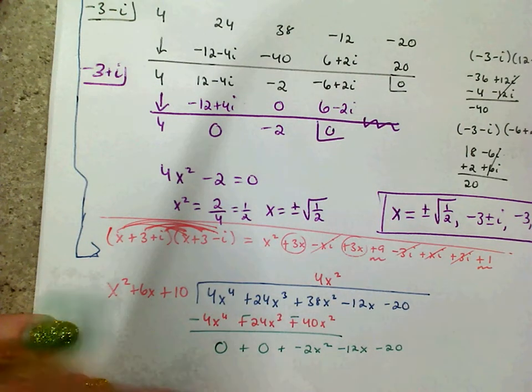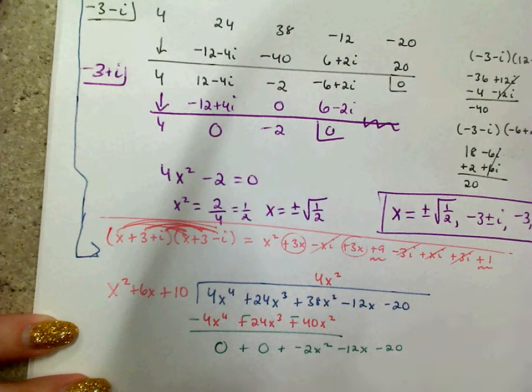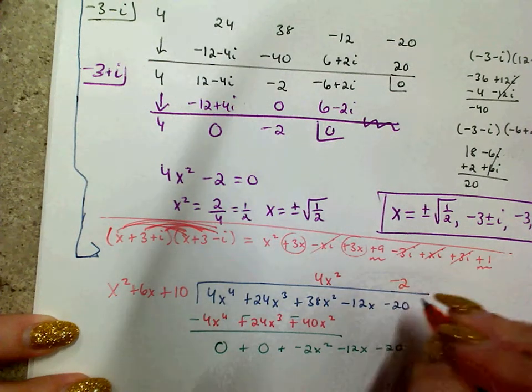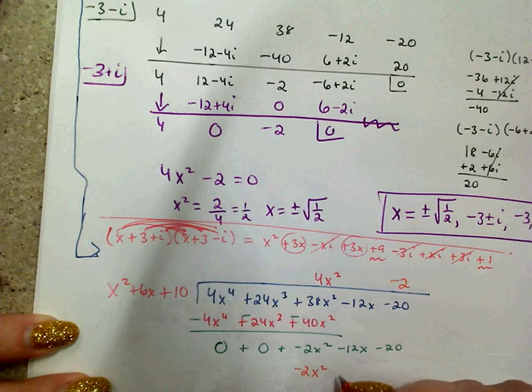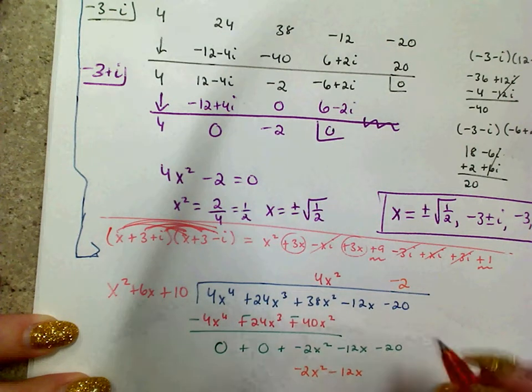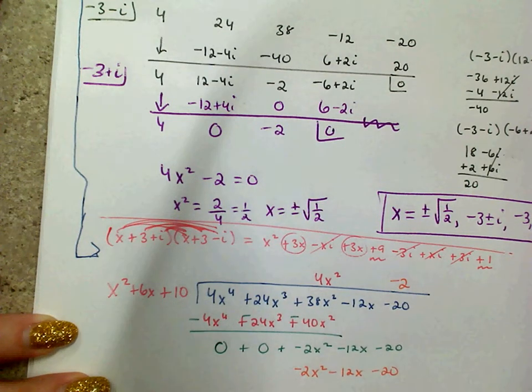So a negative 2. Negative 2 times x squared is negative 2x squared. Negative 2 times 6x is a negative 12x. And negative 2 times 10 is a negative 20. Change the sign. So plus, plus, plus. And the remainder 0, which means this is what I need to solve.